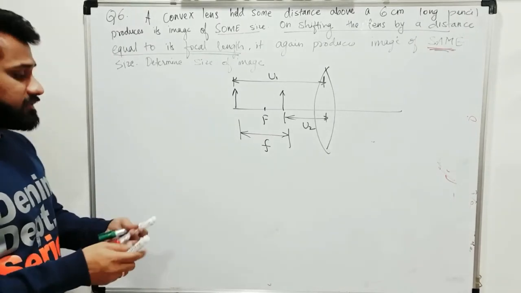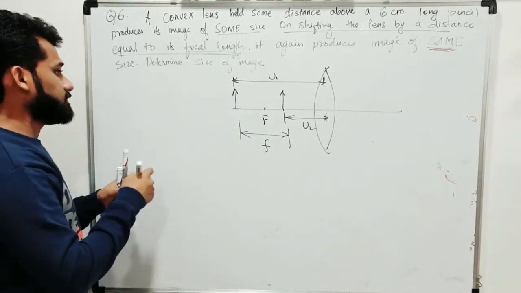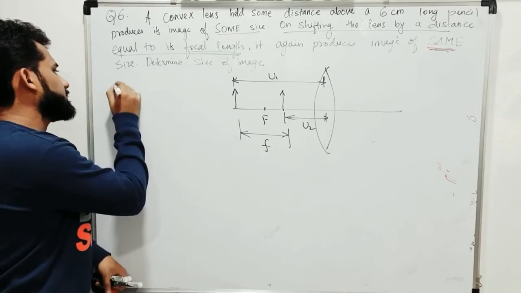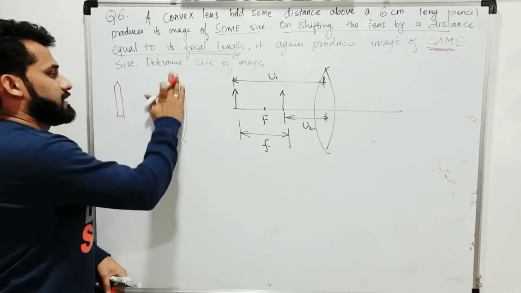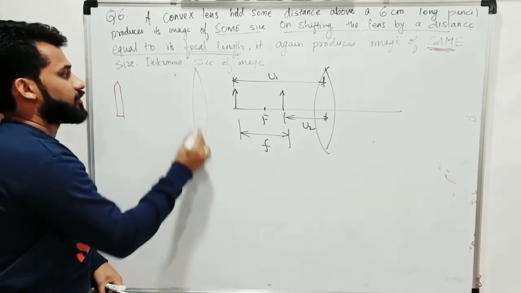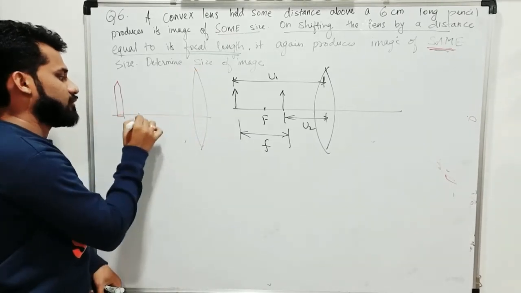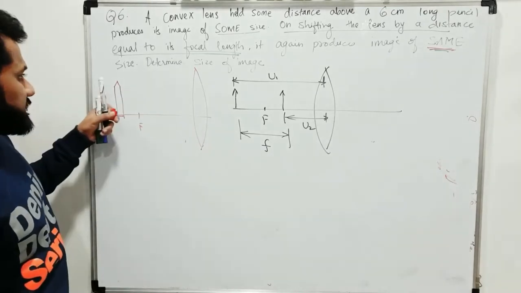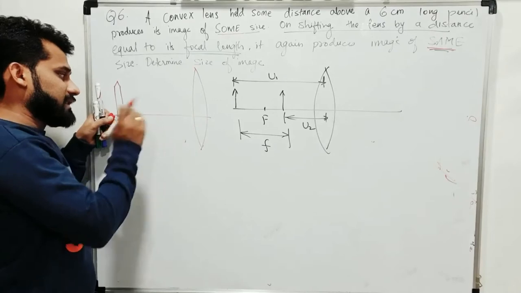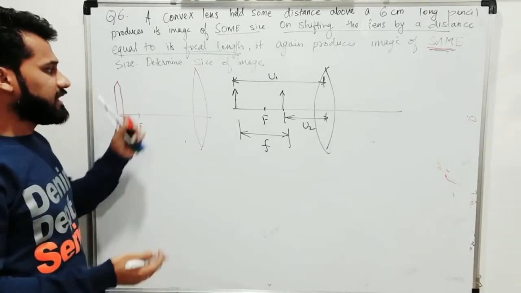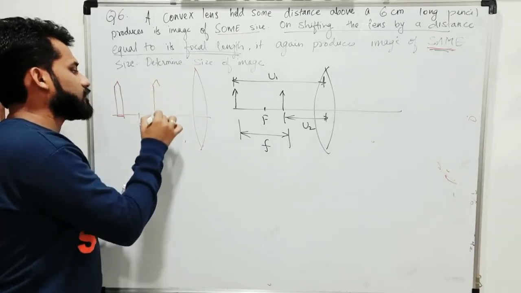Means the question is in this way. Let us say this is 6 centimeter pencil and it is placed at certain distance from a convex lens. Let us say focus of the lens is over here. So the pencil is placed beyond the focus. Now the lens is shifted. Now when you shift the lens, we can say that pencil is shifted. Now the pencil comes within the focus.